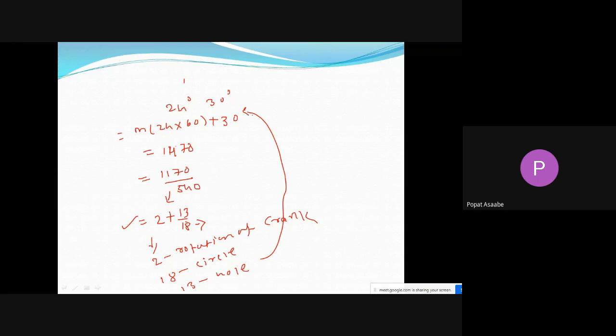Okay, now I conclude that our 4 methods of indexing, that is simple indexing, compound indexing, differential indexing, and angular indexing, those 4 methods we have completed. And along with this, our unit number 4, that is milling machine and gear manufacturing, is completed. Okay, thank you.